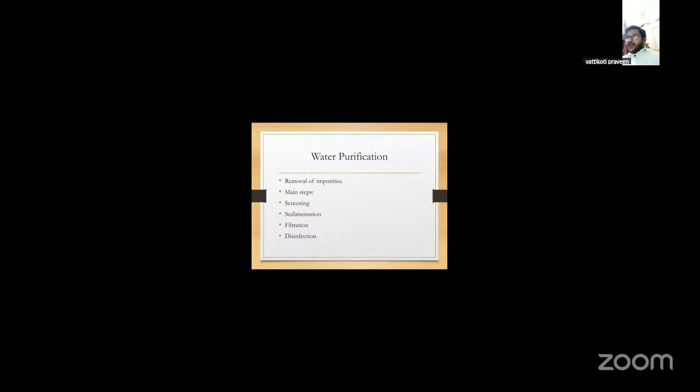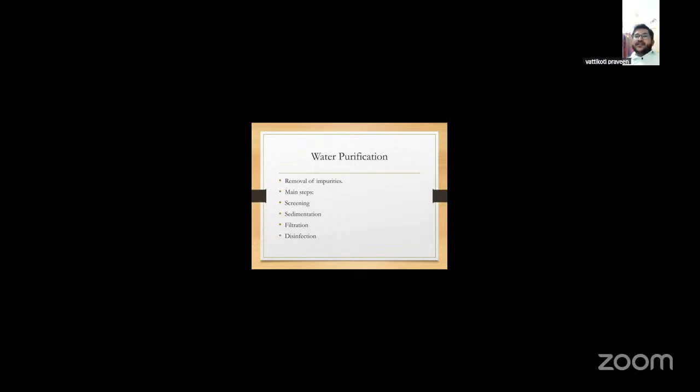The kind of treatment depends upon the characteristics and quality of the available water and the quality requirements. The treated water must be free from color, taste, odor, and disease-causing organisms. The various methods used for purification of public water supplies: four methods are generally used, screening, sedimentation, filtration, and disinfection.